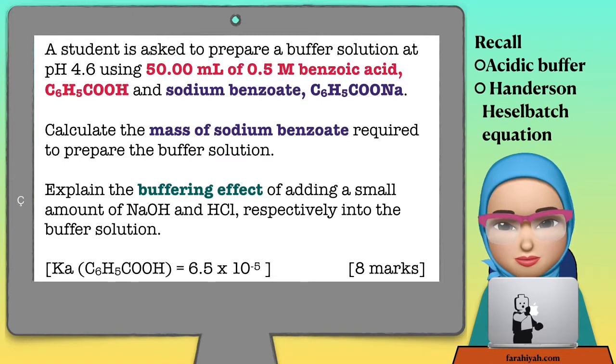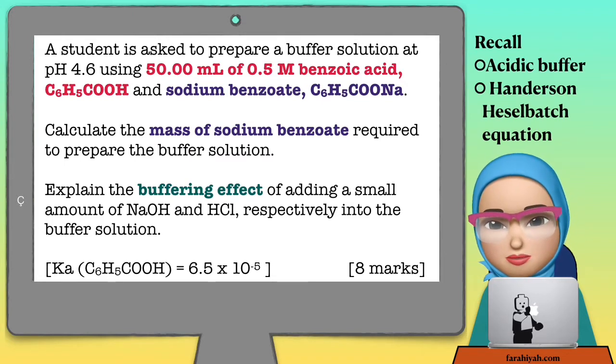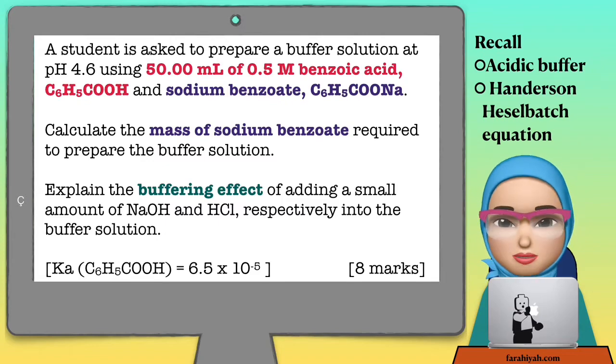This question is about acidic buffer. This acidic buffer is found between benzoic acid and sodium benzoate.